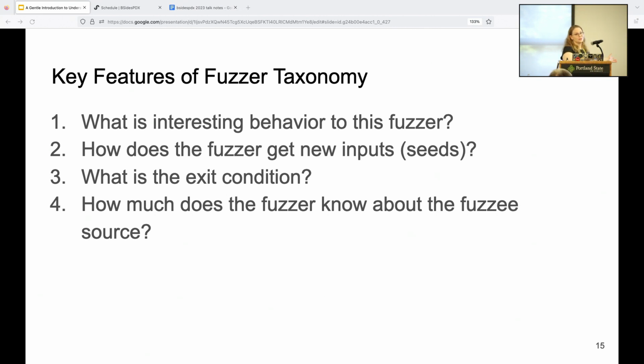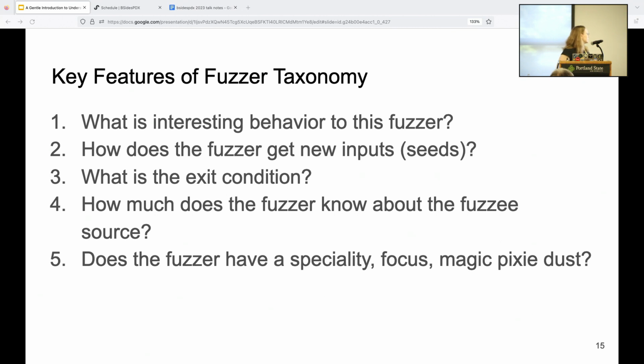What does the fuzzer know about the source? That usually determines how much you can know about interesting behavior, so it's kind of a proxy for that question. And does that fuzzer have a specialty, a focus, magic pixie dust that makes it super special? The salespeople will always focus on number 5.